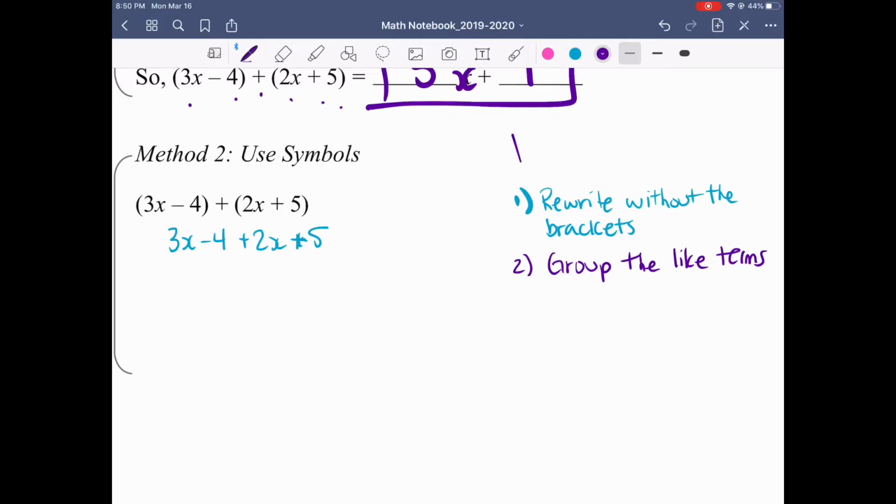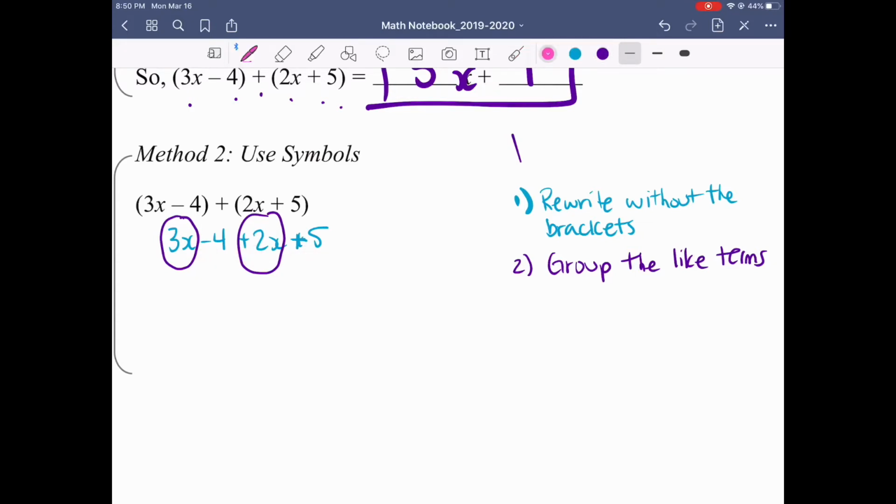So I like to draw different shapes around the different like terms. If you have different colored pens, this is where it would be nice to use different colors to group different like terms. So 3x is the same like term as positive 2x. Remember, guys, when you're grouping them, keep the sign in front of it as part of the term. Okay, it will really, really help you out.